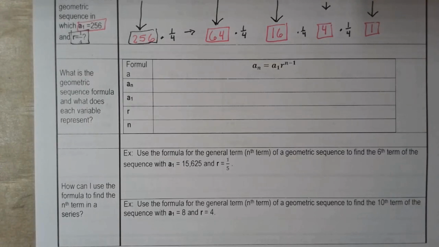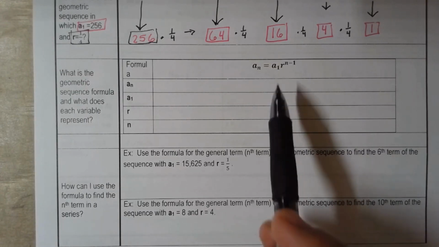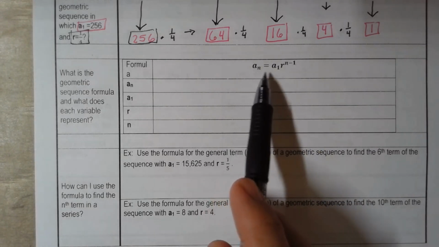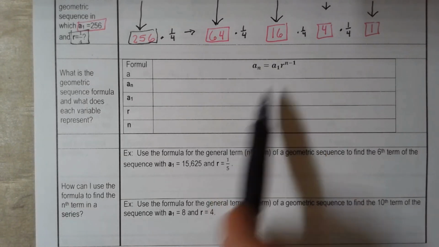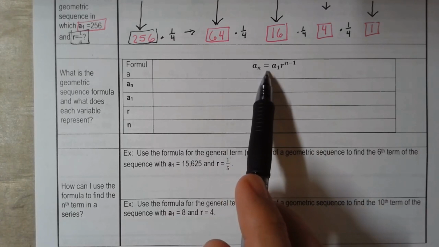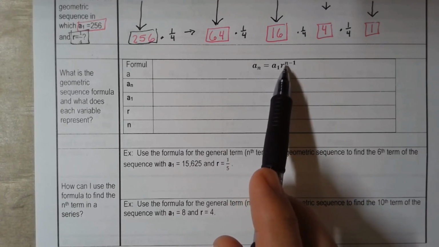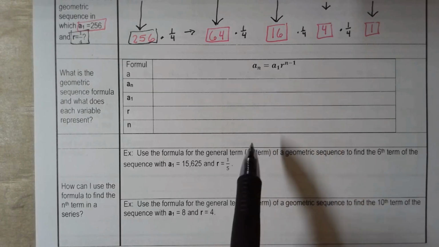Alright, in this formula, we are going to call this our explicit formula. So from this point on, whenever I say explicit formula, this is the formula that I'm talking about. And notice that it has a sub n is equal to a sub 1 times the common ratio r to the power of n minus 1.